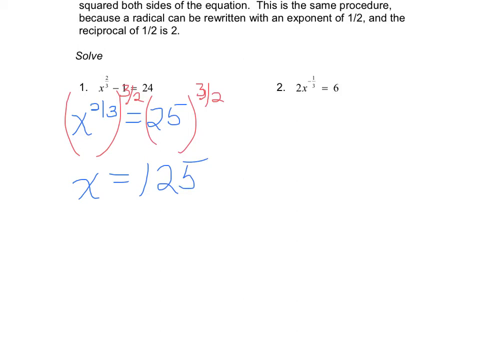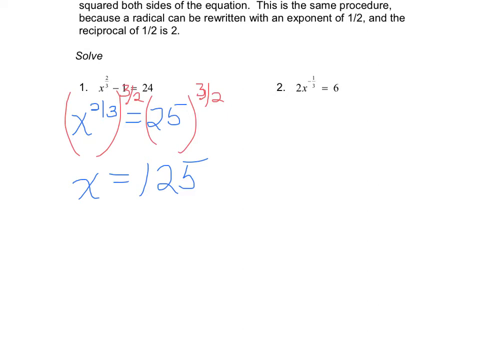Now we want to do a check. So get your calculators ready again. We're going to go 125 raised to the 2/3 power. So 125, caret, parentheses 2 divided by 3, close the parentheses, minus 1, enter. Did you get 24? You should have. If you got 24, that means it works. So 125 is our answer. All right, let's go on to number 2.